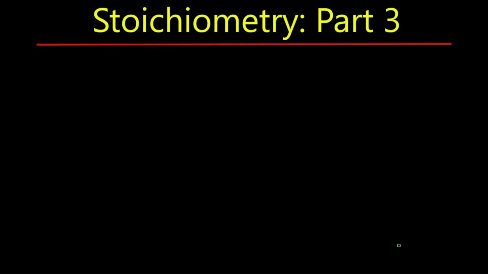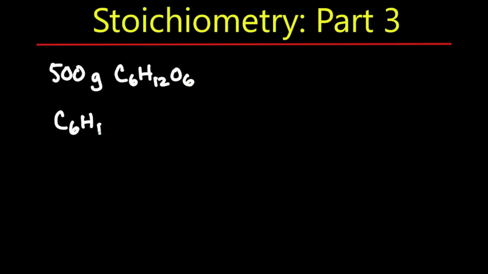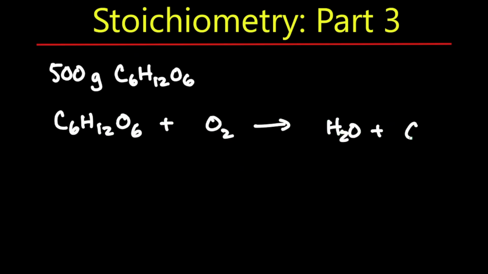Now here is a question for you to try yourself. I have 500 grams of C6H12O6, and it is combusted according to the following equation. C6H12O6 is added to oxygen, which forms water and carbon dioxide. The question is, how many grams of water was produced from this reaction?